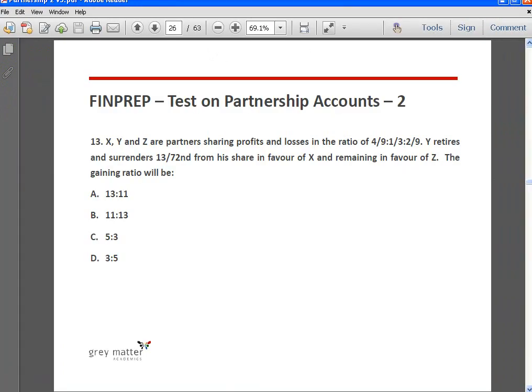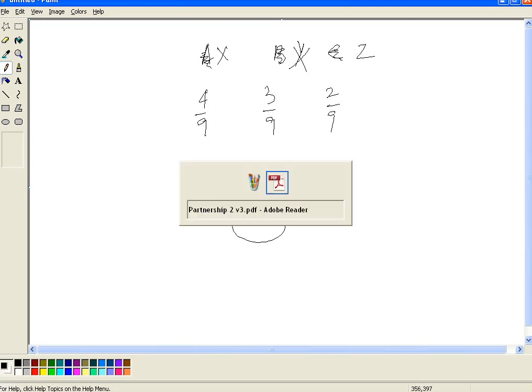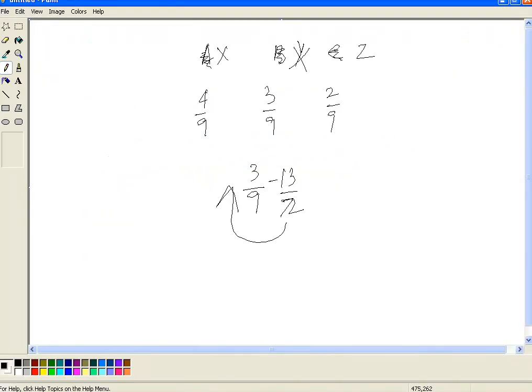And he surrenders 13 by 72 from his share. So 3 by 9 minus 13 by 72. So this 13 by 72 goes to X, and 3 by 9 minus 13 by 72 goes to Z. So this is nothing but 24 minus 13, which is 11 by 72. So the gaining ratio is 13:11.